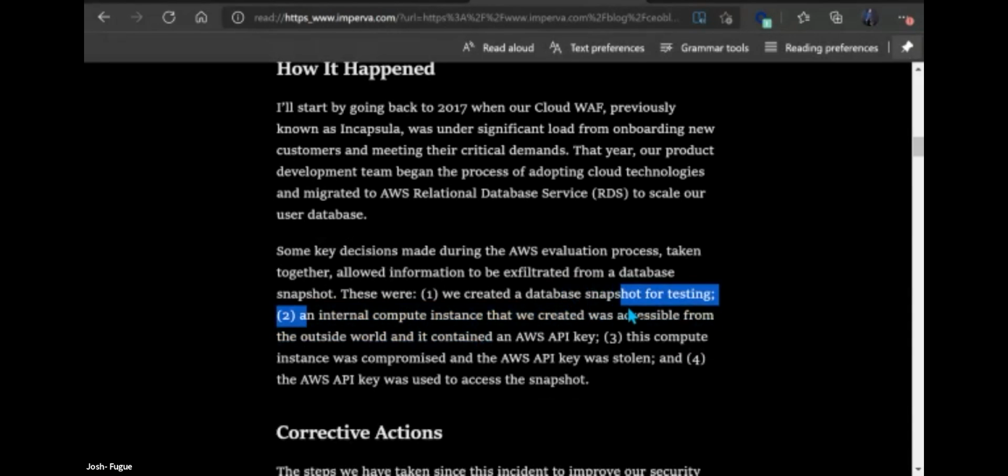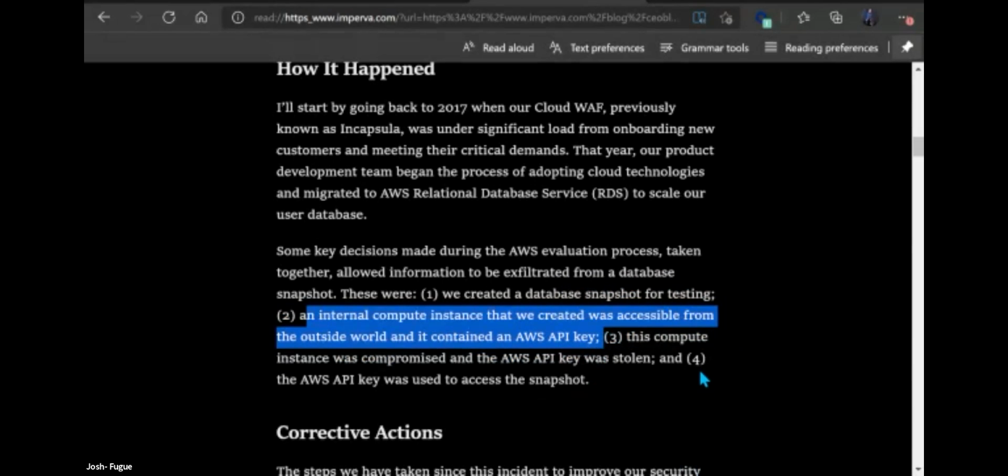Two, an internal compute instance that we created was accessible from the outside world, and it contained an API key. All right, so they created a compute instance, probably a virtual machine, an EC2 instance, although this could just as easily be a container, and they gave it a public IP address. That is a fairly common thing to have happen. Now in Fugue, we will throw an alarm when that happens and tell you that's a bad idea.